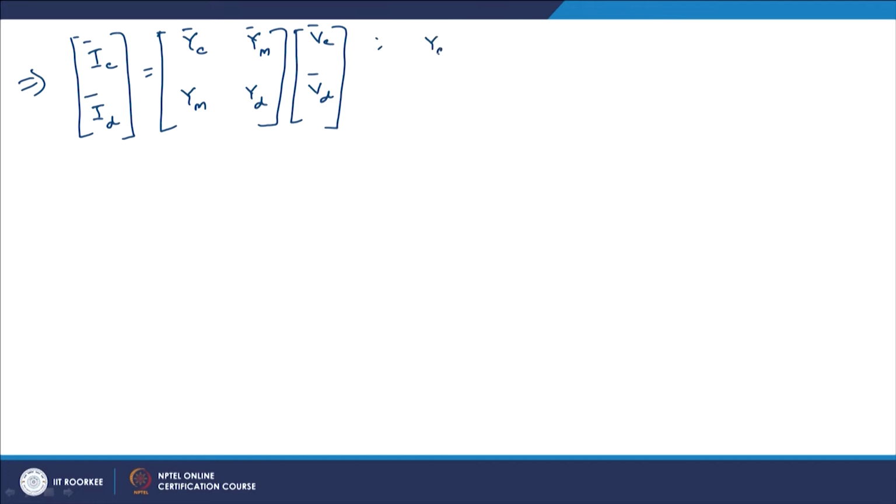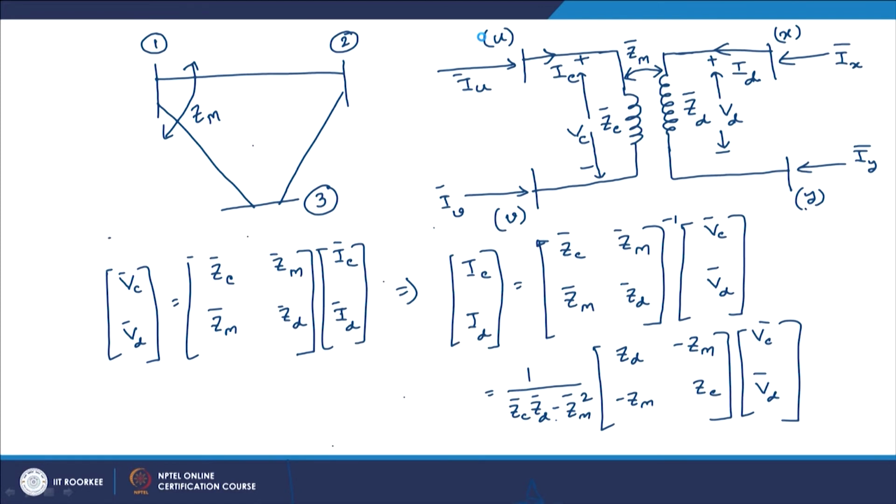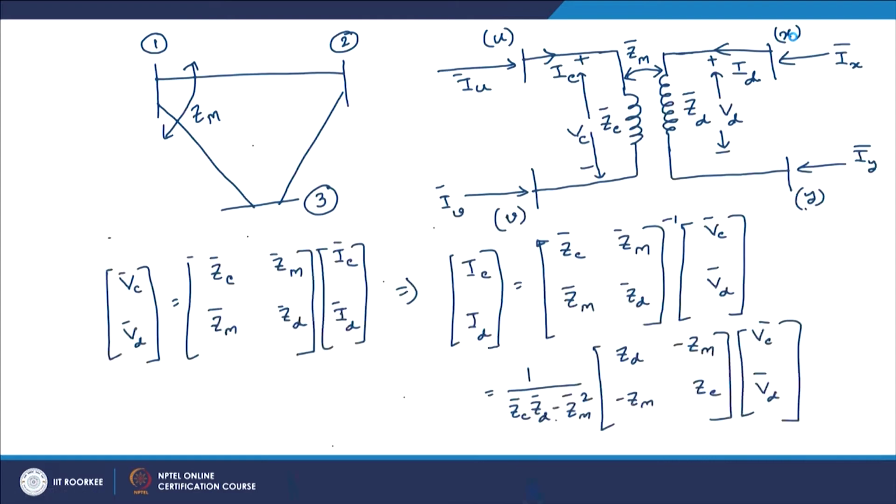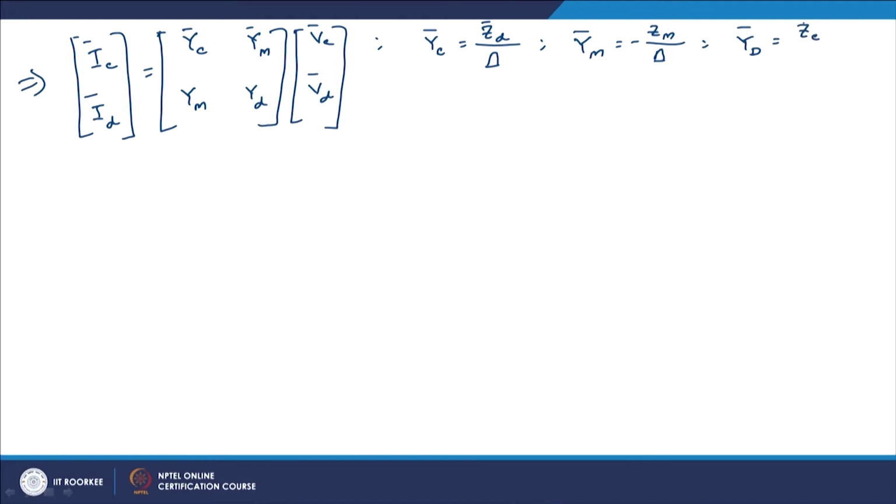where Y C is given by Z D by delta, Y M is given by minus Z M by delta, and Y D is given by Z C by delta, where delta is equal to Z C Z D minus Z M square.